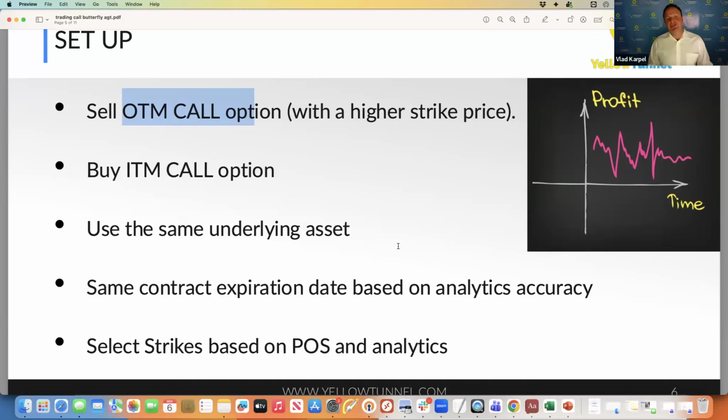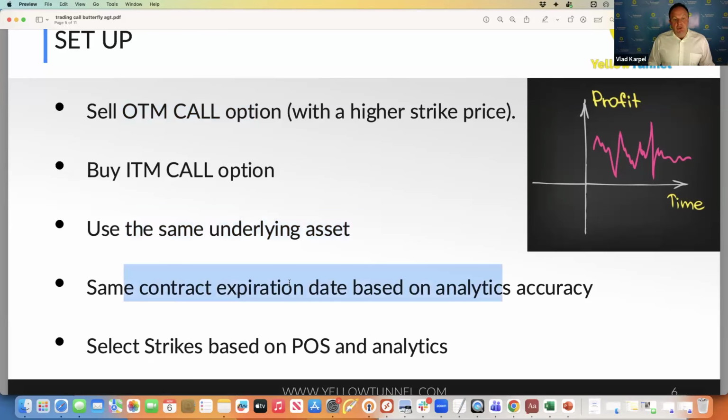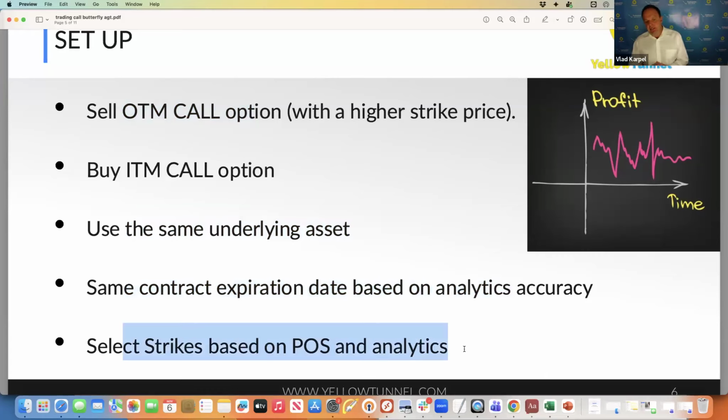And the idea is that you use the same underlying asset, right? So let's say SPY, or a stock like Qualcomm that announces earnings. And so the same contract expiration, and select strikes based on probability of success and analytics, right? You have to have a view on the market and on the underlying stock.